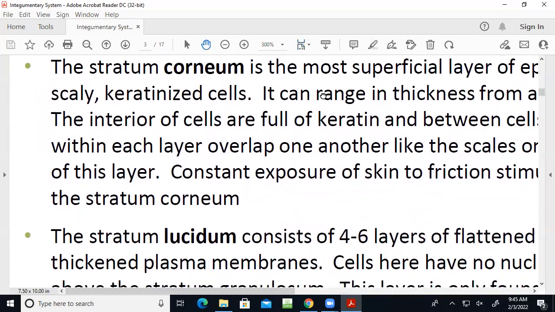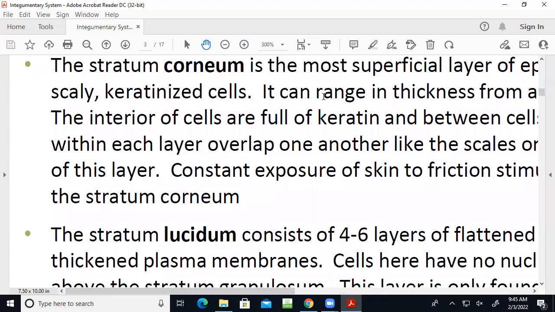Okay, let's talk about the layers of the epidermis.